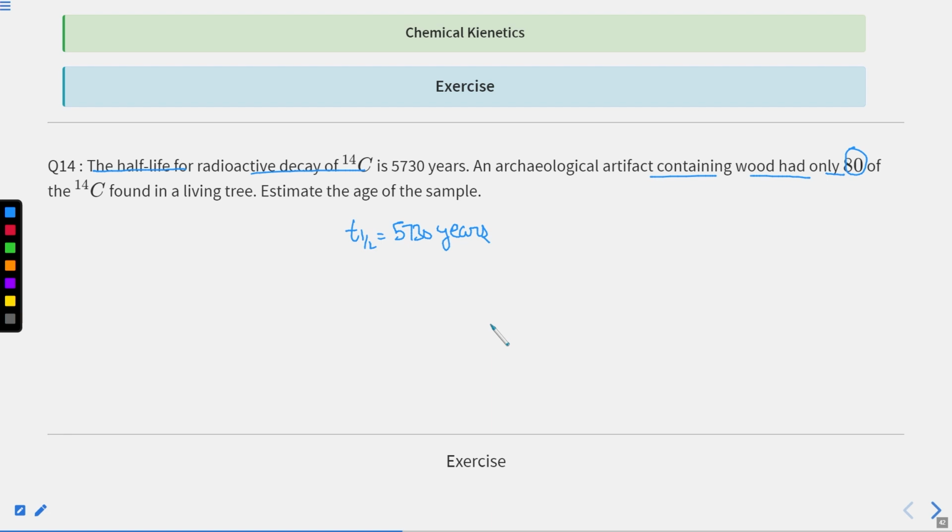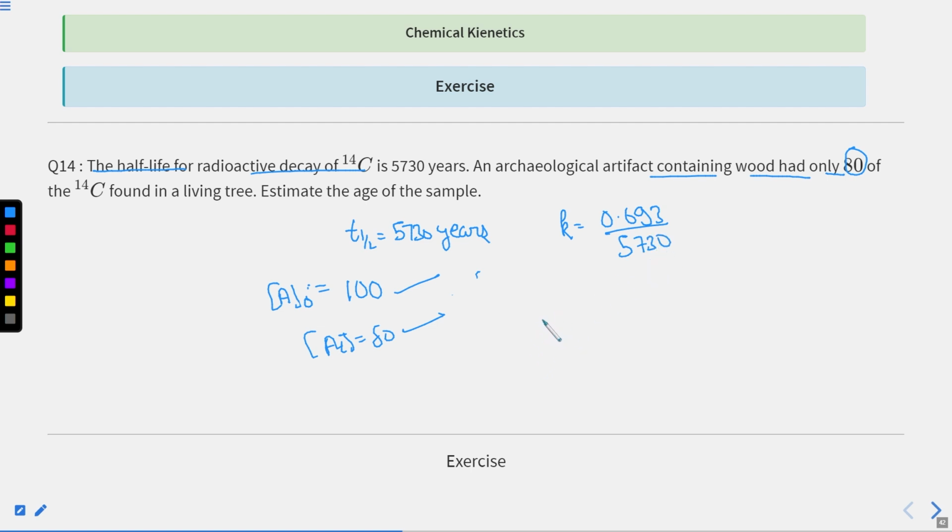So 80% is left. So suppose initially 100 would be there and now 80 has been left. So this will be our initial, A naught I would say, and this 80 will be our A. Now we got the initial concentration, we got the final concentration. Now one very important thing, radioactive decay is a first order reaction. Therefore we can calculate K from here.